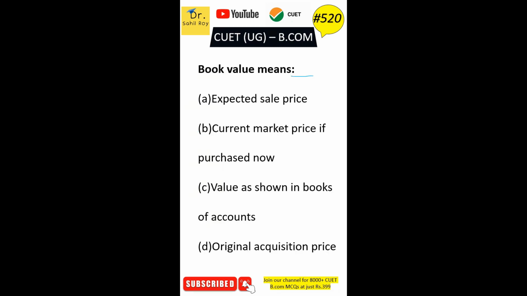Book value means dash. Option A, expected sale price. Option B, current market price if purchased now. Option C, value as shown in books of accounts. Option D, original acquisition price. इस क्वेश्चन का सही आंसर है book value means value as shown in books of accounts. Option C is the correct answer.